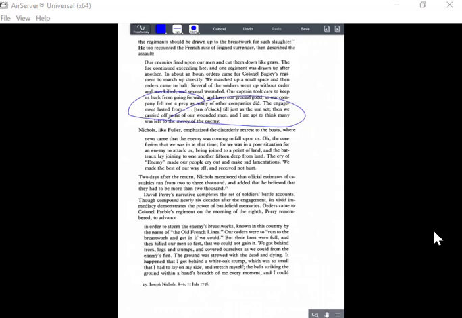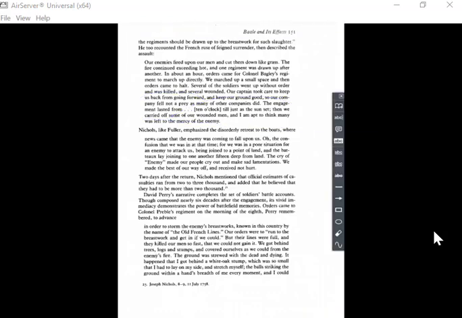Will, go ahead. I have a quote on page 151. It says, the cry of "enemy" made our people cry and make sad lamentations. Why is that important? Excellent. Because it personalizes the enemy, sort of, because they're going through the same as what we're going through. You know that they're also dying and suffering too, and how do you deal with that, right? You can't just forget that either, right?